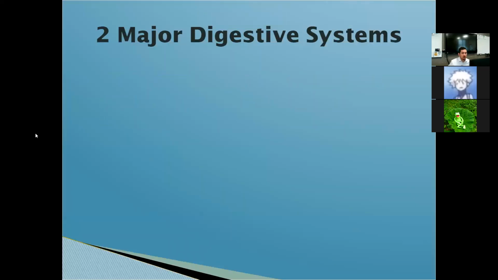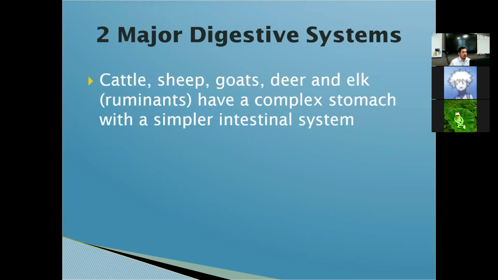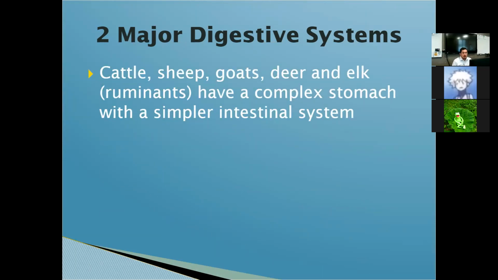All right, so we have two major digestive systems. The first is called a ruminant digestive system. Some examples would be cattle, sheep, goats, deer, and elk, the animals that have ruminant digestive systems. They have a complex stomach with a more simple intestinal system. We're talking about cattle, sheep, and goats mostly for the purposes of livestock, but also deer and elk are included in this.